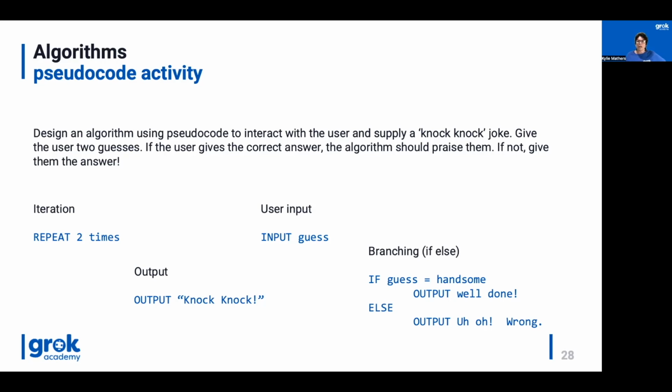And tracing and checking of that is quite a large part of algorithms. So it might be a knock-knock joke. You might ask them to make sure it has iteration in it, that it has some sort of user input and output to the user, some user interaction, and maybe a little bit of branching in there. And it's quite interesting what they can come up with.